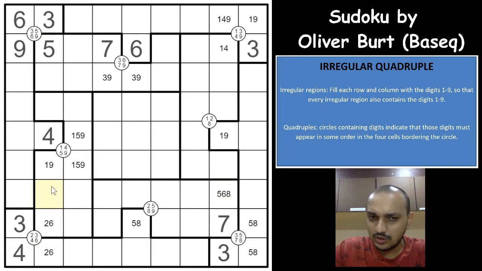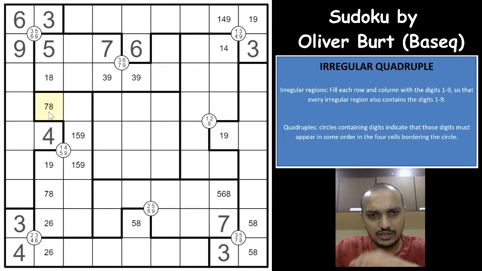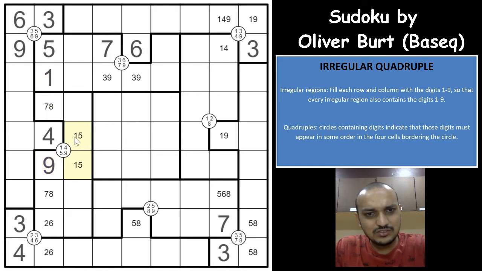9 cannot be here, 1 cannot be here. It would have to be 7 and 8 because this region already has 1, 5, 9 triplet. 7, 1, 9, 7, 8, right? 9 cannot be here, 7 cannot be here, 1 and 8. 1, 9, it has to be 7 and 8. So you have a 7, 8 pair here, that gives you a 1 here and a 9 here. Wow, we were lucky to find that, and that eliminates 9 from this cell.